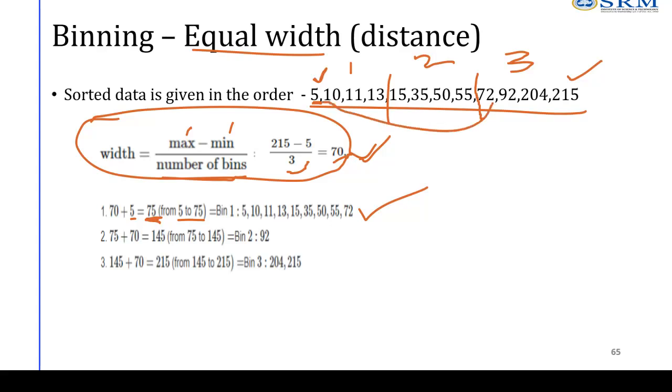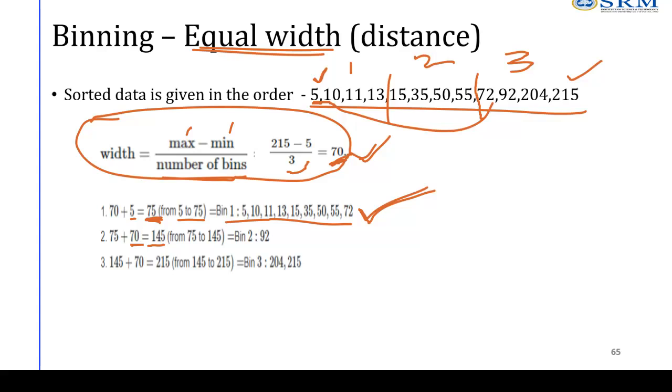Earlier, to calculate the width, we decided the number of bins. But when you are binning according to equal width, we make the elements fall according to the width. So from 5 to 75, these are all the elements that fall into the first bin. Now 75 is the maximum value for the first bin. So 75 plus the width, which is 70, is equal to 145.